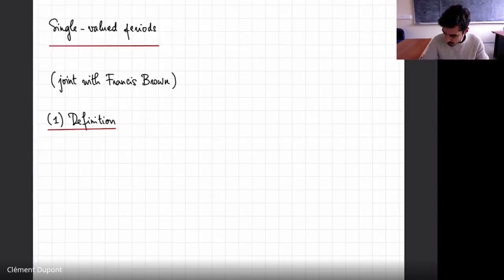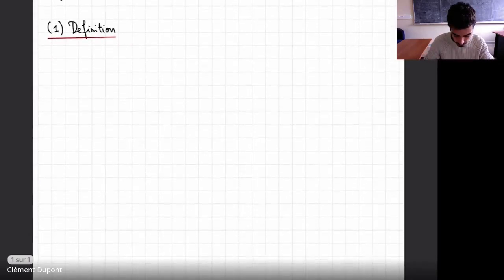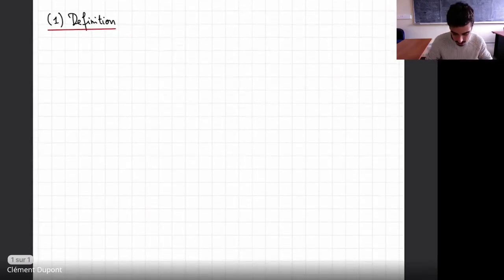So the definition of single valued periods is quite straightforward and easy, as you will see. I guess the main point is not this definition, but to acknowledge that this is an important object in terms of periods and to put it in the same framework as usual periods.